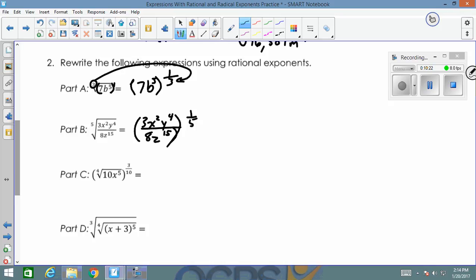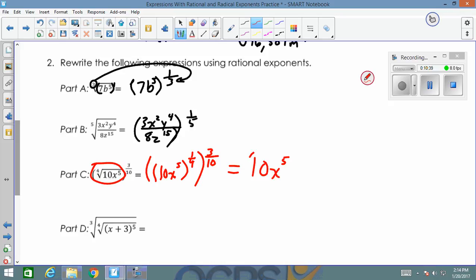Okay, so this one we're going to take the inside here and write it in rational, so it would be 10x to the 5th, the 1/4 power, and then that's going to be lifted to the 3 over 10 power, so it's going to come out as 10x to the 5th to the 3 over 40.